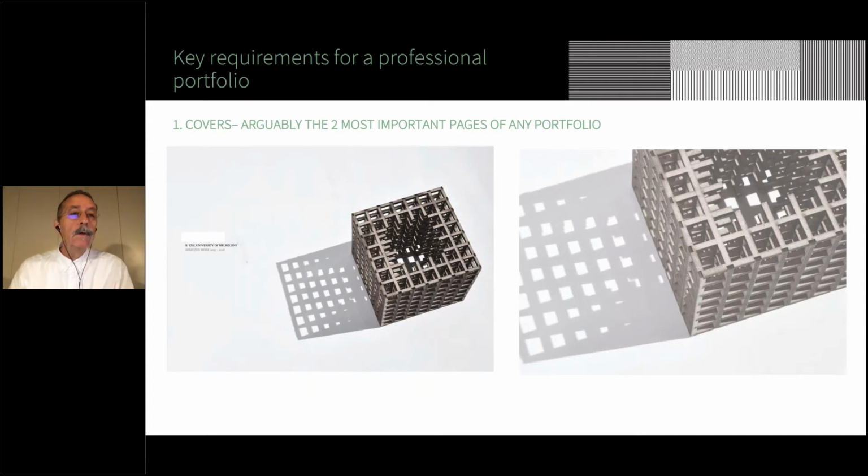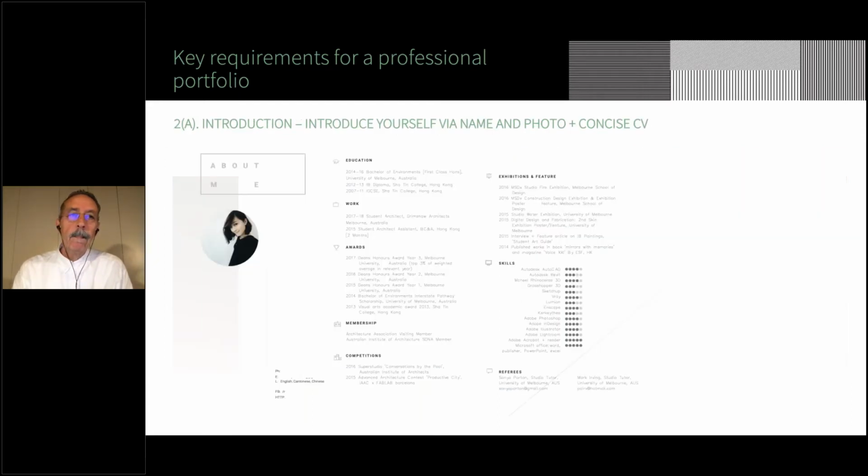It needs to have obviously your name. It needs to say that it's a submission for the University of Melbourne. It wants to have a strong image. Could be one of the strongest images you have in your portfolio. Something that when we see it, we go, oh, this is interesting. Let's see what this is all about.